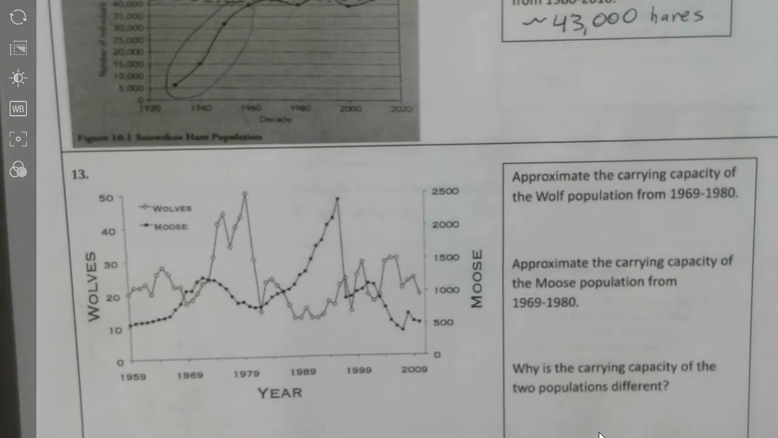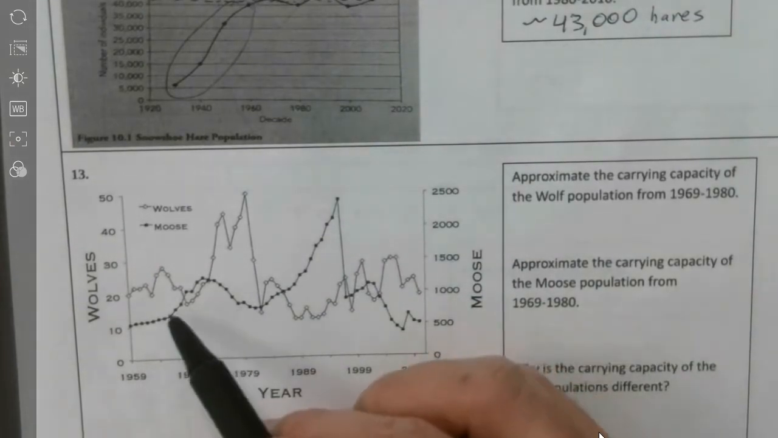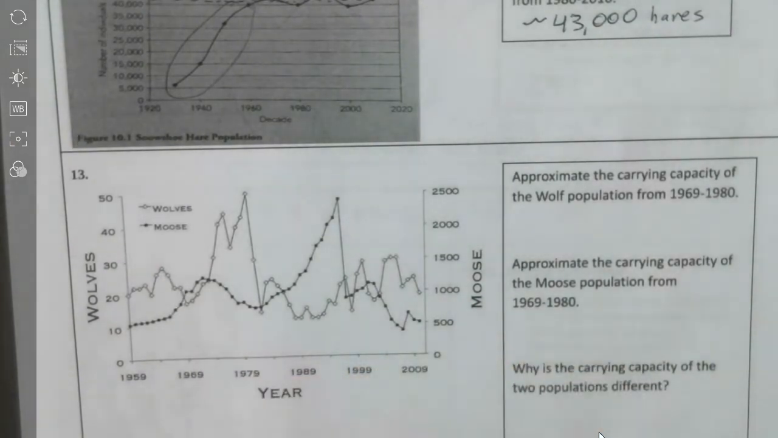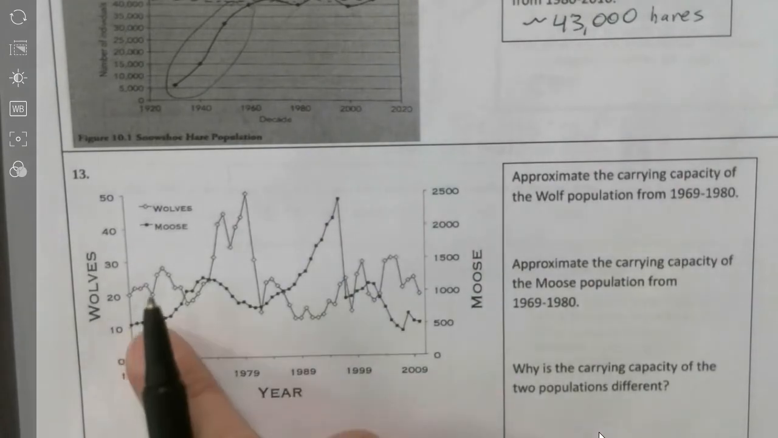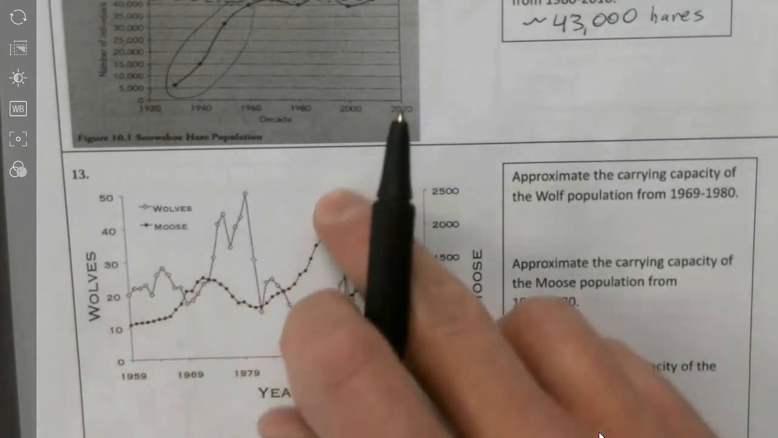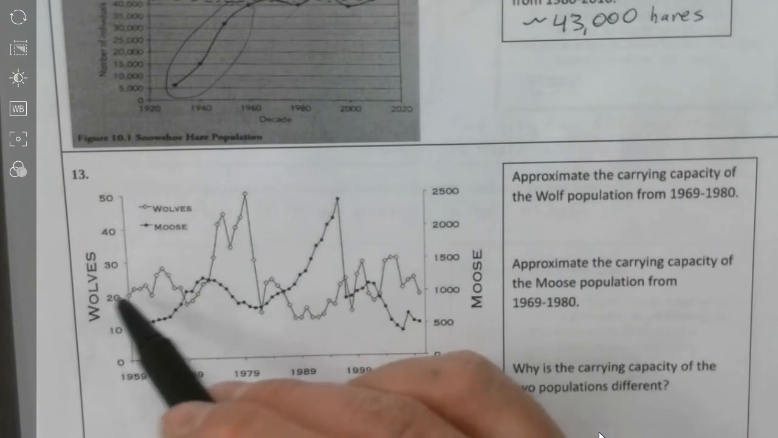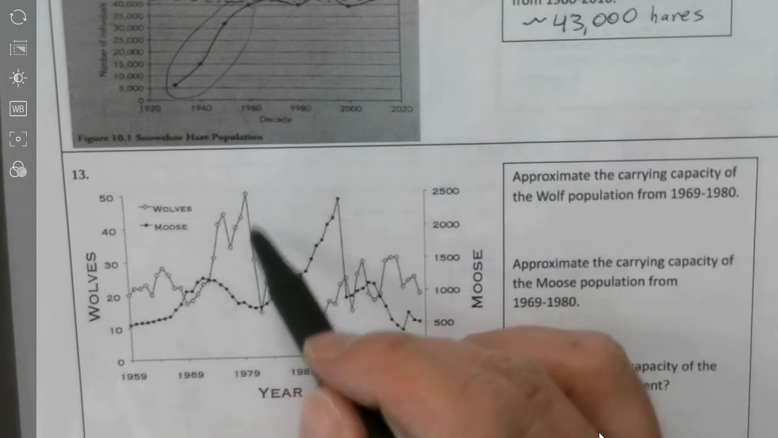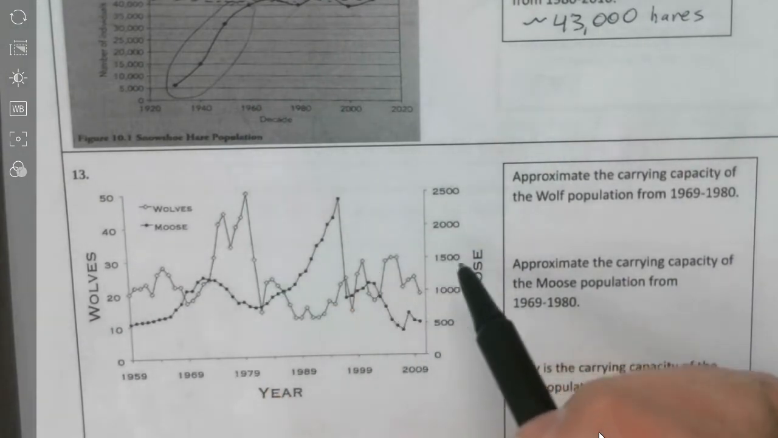Okay, so kind of similar to what we talked about earlier, I'd like you to pick out some key parts and be able to see over time what happened. So the dark line here, these are the moose population, and the light line here, that is the wolf population.